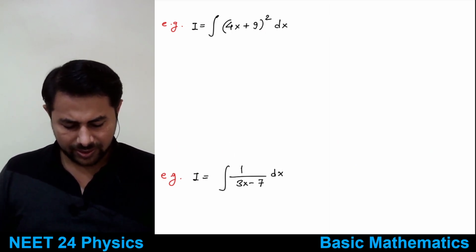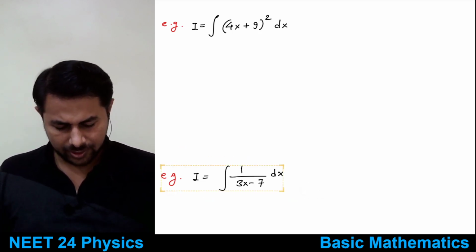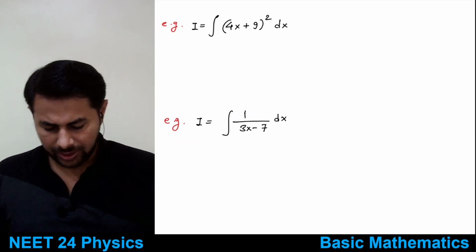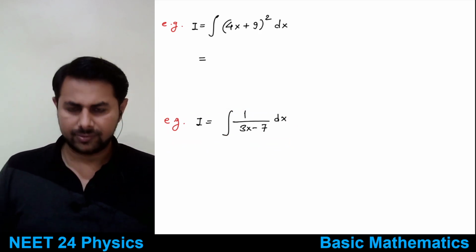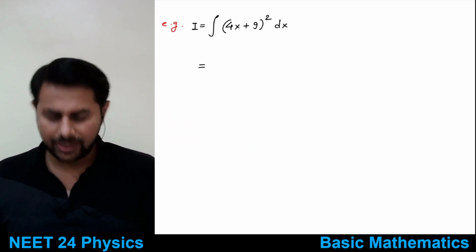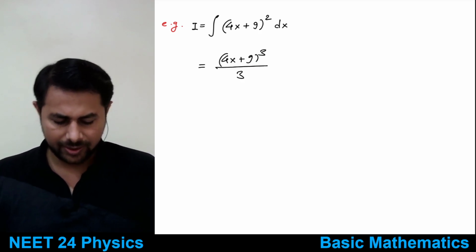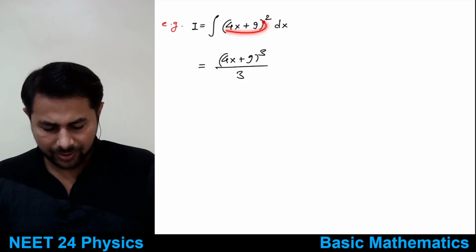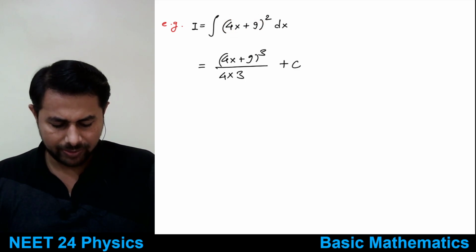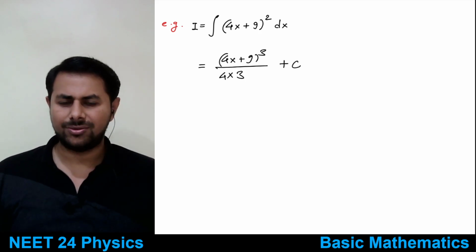So we just saw integration of 1 by x dx. Now you tell me, what about this thing? The integration of this would be equal to what? 4x plus 9 raised to the power 3 upon 3, but then we have to divide by the derivative of this bracket. The derivative of this bracket is just 4, so divide by 4, plus there will be some constant. So this is simple.